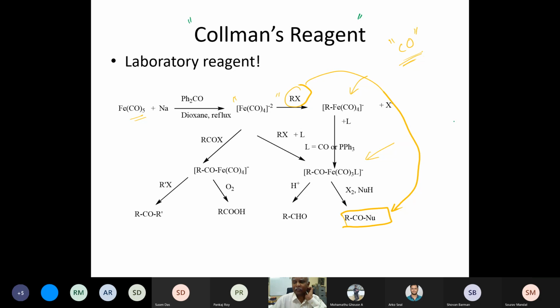This is called Coleman's reagent. This is basically FeCO4 2 minus. This is disodium tetracarbonyl ferrate, and this is called Coleman's reagent. Okay, and it is available for purchase.